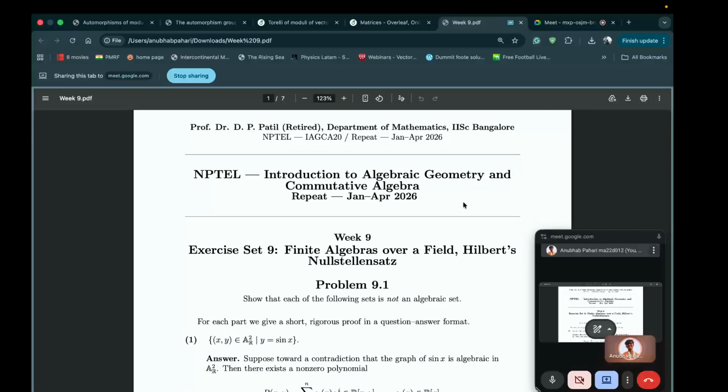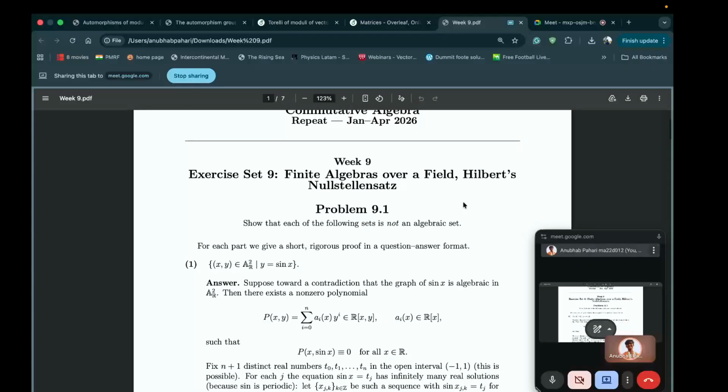So, good evening, everyone. Today is week 9 of our NPTEL course Introduction to Algebraic Geometry and Commutative Algebra. This is a course taught by Dr. Dilip Patil. Today we will do some problems from the topic Finite Algebras over a Field and Hilbert's Nullstellensatz.